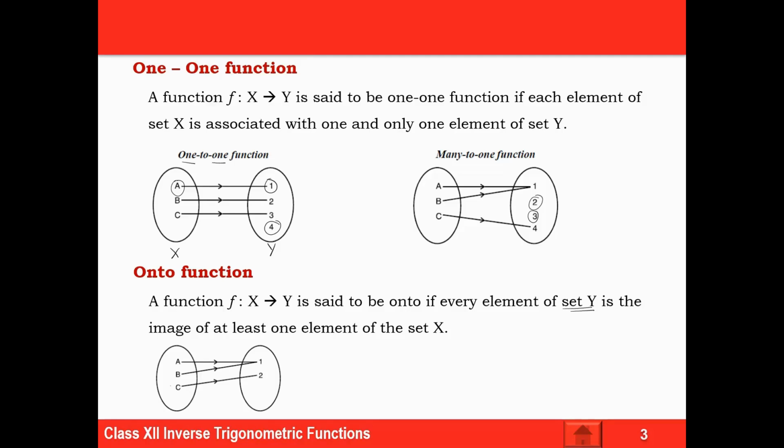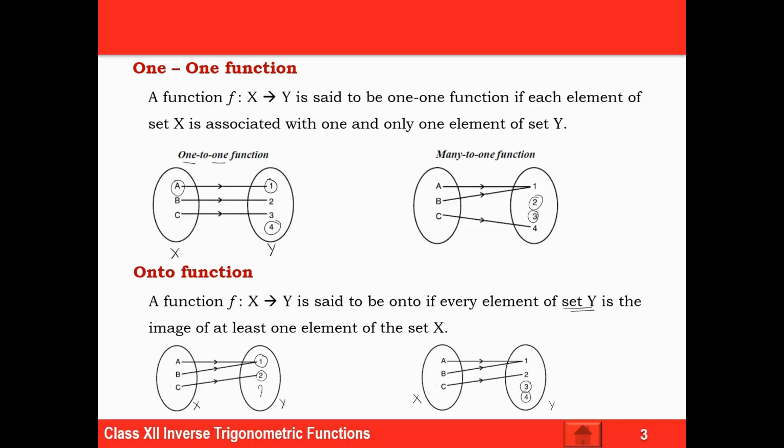Now this function is onto because 1 is associated with A and B, and 2 is associated with C. There is no extra element in set y. That means every element of set y is the image of at least one element of set x, so this is onto. But in this case it is not onto because 3 and 4 are not associated with any element in set x. So a function is invertible only if it is one-one and onto both.